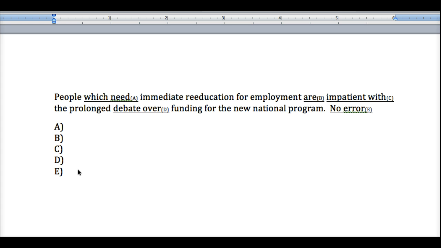So looking at this one: people which need immediate re-education for employment are impatient with the prolonged debate over funding for the new national program. And then choice E, as always, is no error.